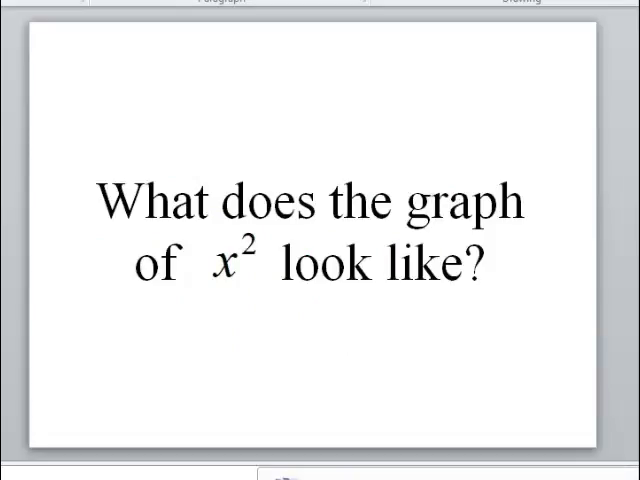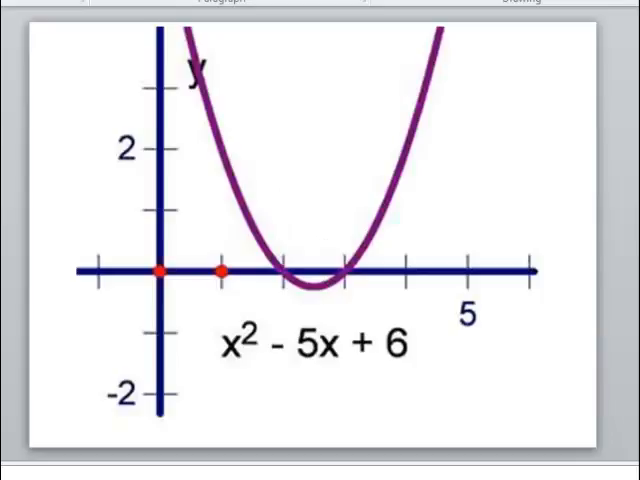So one of the questions we want to ask ourselves is, what does the graph of x squared look like? The graph of x squared is a parabola. That's the name we give it. I'll spell that for you. Parabola. When we solve a quadratic, what we're really doing is figuring out where it crosses the x-axis. And those are our solutions to the quadratic equation.